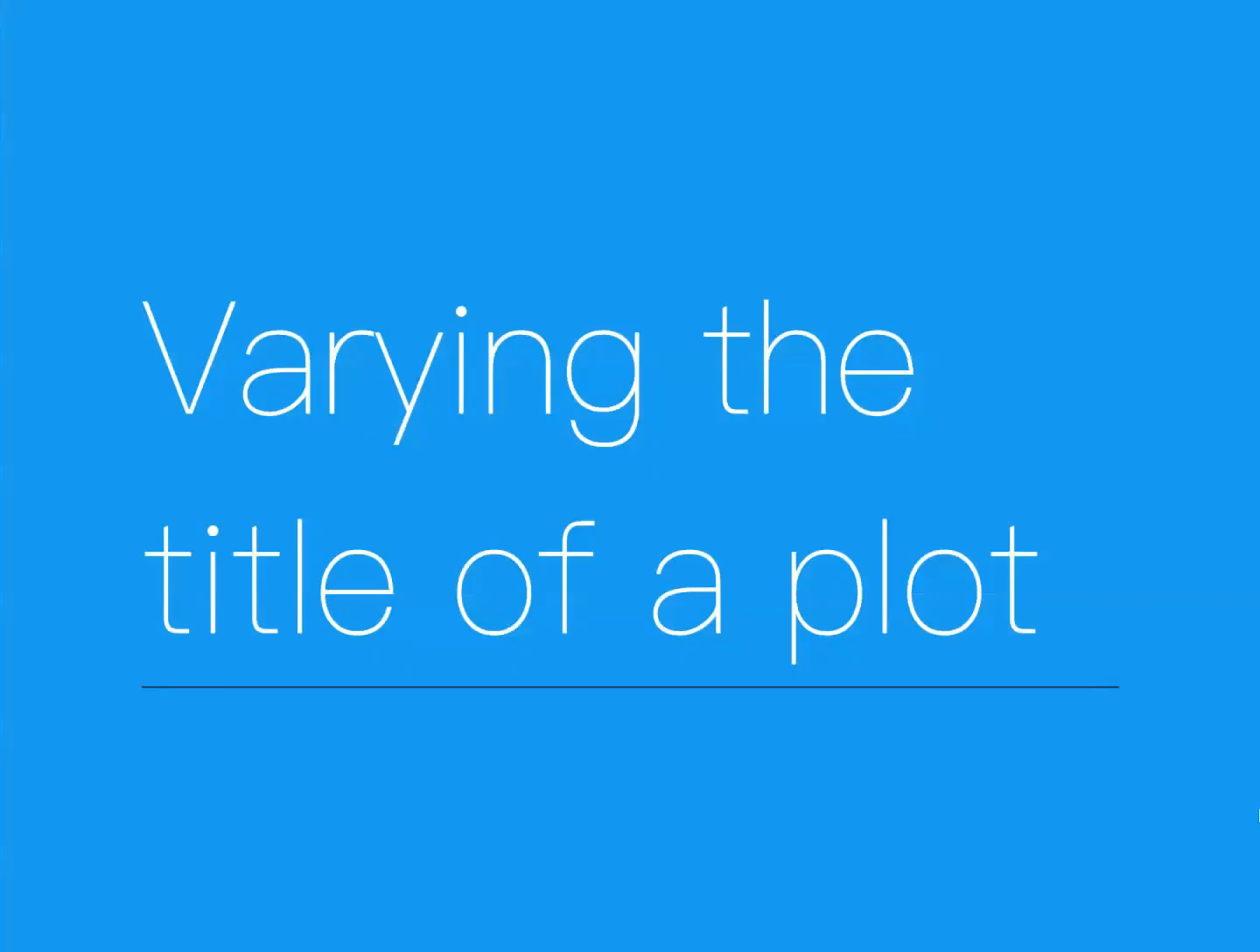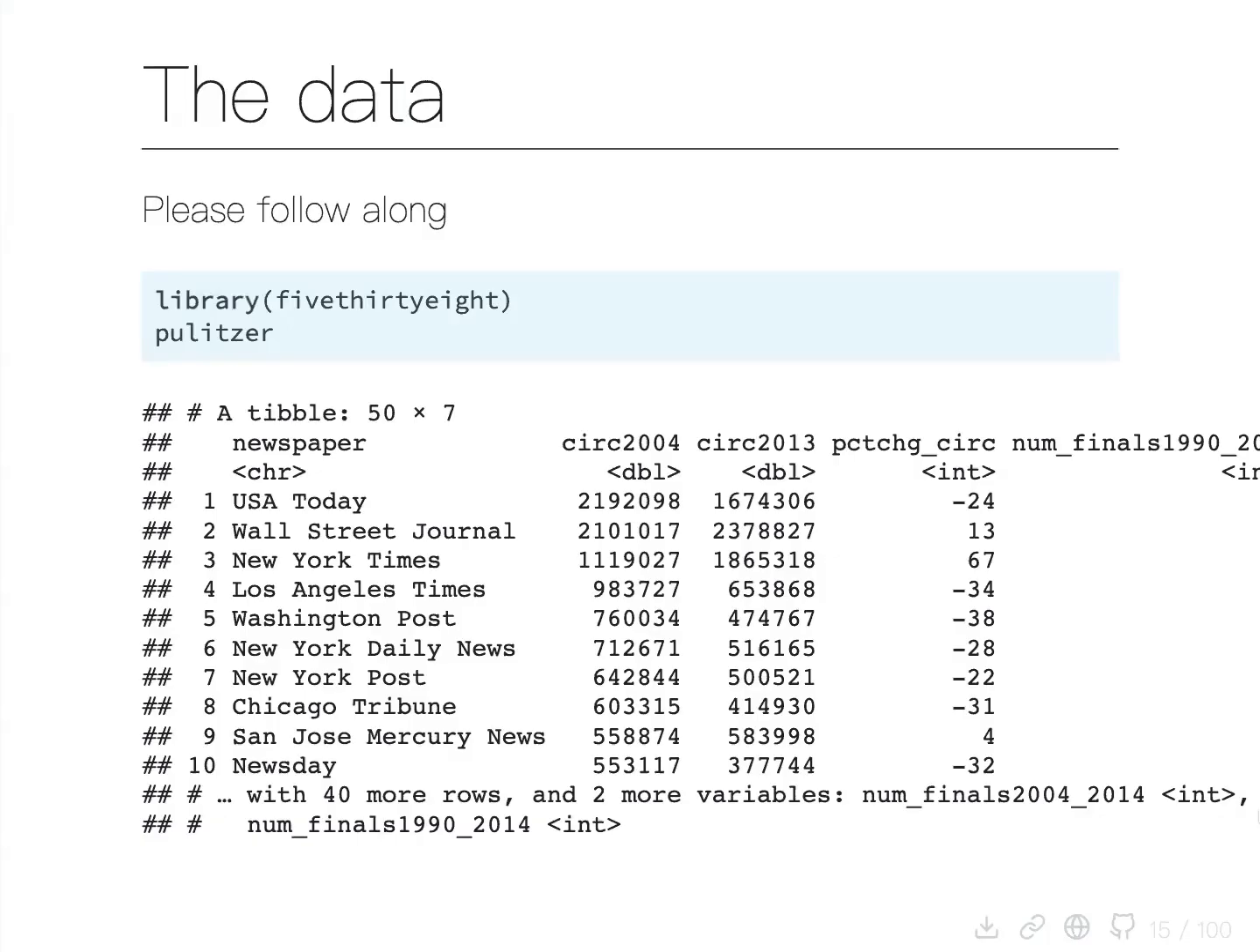So, second example, we're going to walk through creating a plot, and we're going to vary the title of the plot in each one. Okay, so here's the data. Please follow along. This is data that we used last class called fivethirtyeight, and we're going to specifically use the Pulitzer data from there. So I'll give you 30 seconds again to load the fivethirtyeight package and then get the Pulitzer data up.